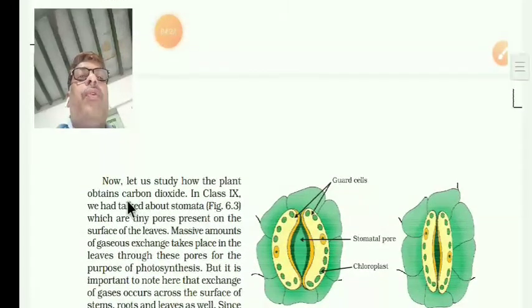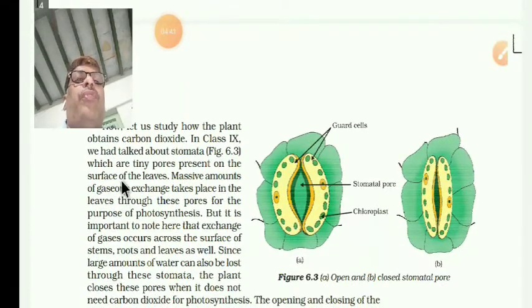Now let us study how the plants obtain carbon dioxide. In class 9th, you talked about stomata. What is stomata? So what do you mean by stomata? Stomata are nothing but tiny pores present on the surface of the leaves.